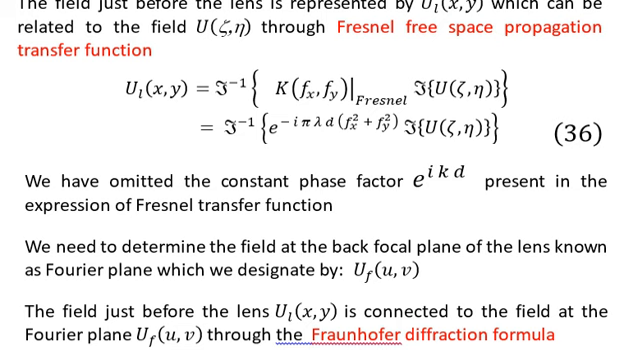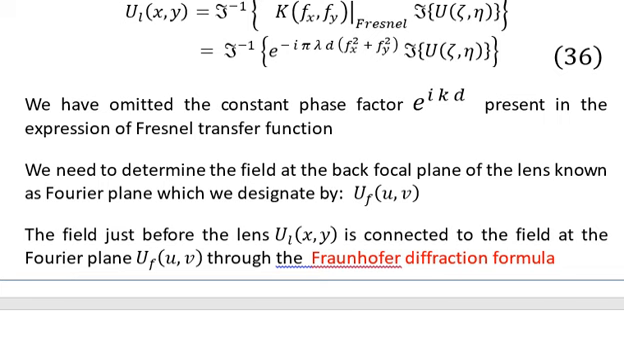We have omitted the constant phase factor e to the power iota kd present in the expression of the Fresnel transfer function. So e to the power iota kd, which should be present within the expression of the transfer function, has been omitted because it is a constant phase factor.